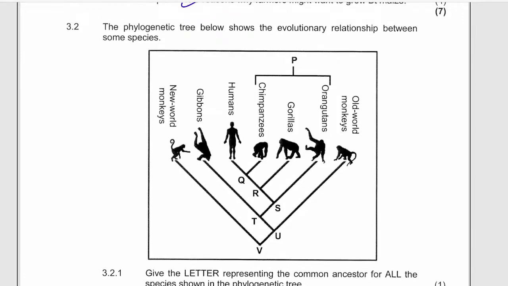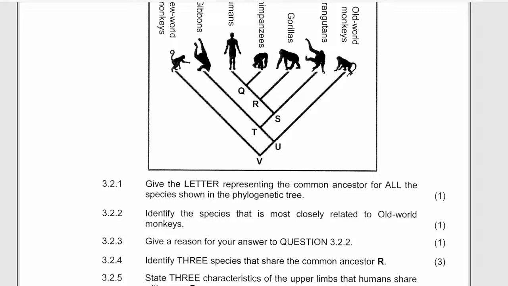The phylogenetic tree below shows the evolutionary relationship between some of the species. Give the letter representing the common ancestor of all species shown in the phylogenetic tree. The letter is V because everything goes there. This one, when it came, it split. You understand? Yes.